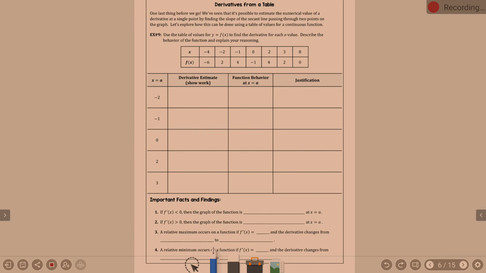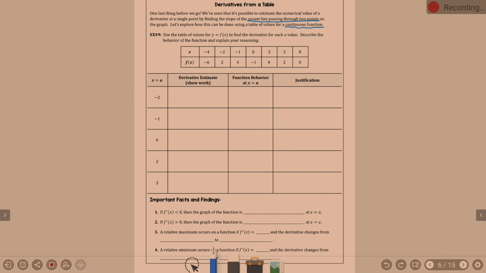We've seen that it's possible to estimate the numerical value of a derivative at a single point by finding the slope of the secant line passing through 2 points. Let's explore how this can be done using a table of values for a continuous function. They have to tell you it's continuous for it to be magically working. Use this table to find the derivative for each x value, describe the behavior of the function, explain your reasoning.